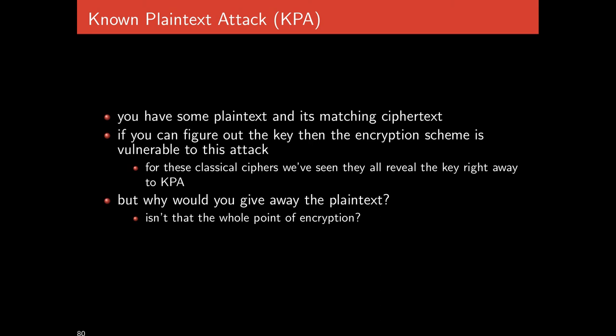So let's talk about some attacks on crypto systems. First, we have the known plain text attack, KPA. Here you have some plain text. You're trying to find its matching ciphertext. So obviously, if you can use this to figure out the key, the encryption system is vulnerable to this attack. Right, and in the classical ciphers that we saw, like the Vigenère cipher and the Caesar cipher, this was trivially true. If you knew the plain text and the ciphertext, if you just had one pair of messages, plain text, ciphertext, you would just see the key. You would just be able to pull the key out right away.